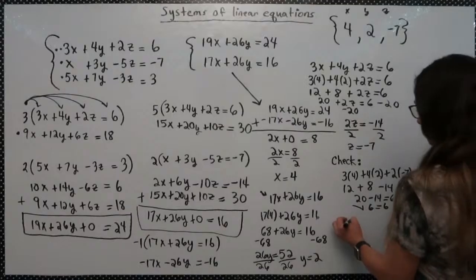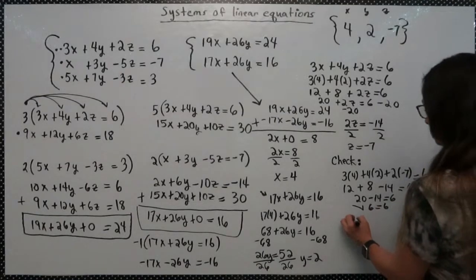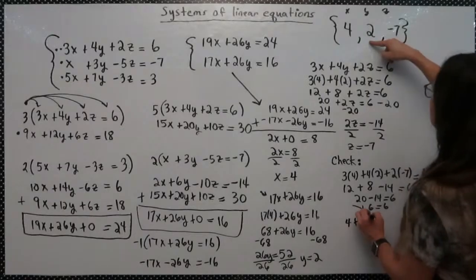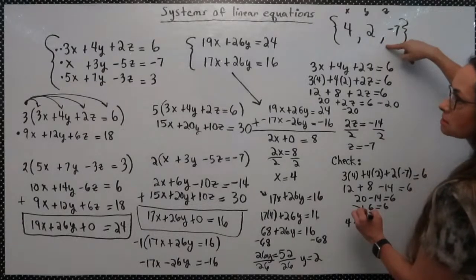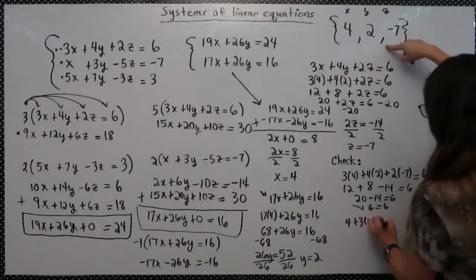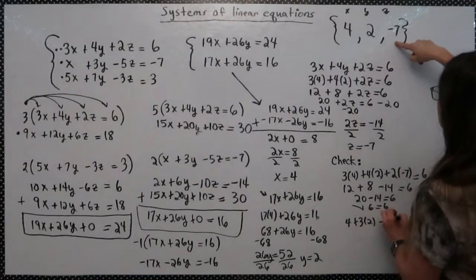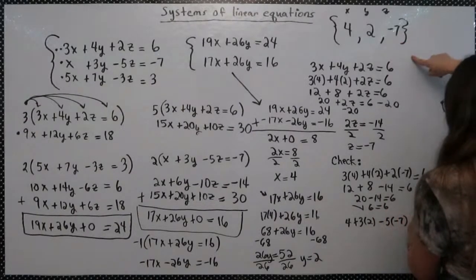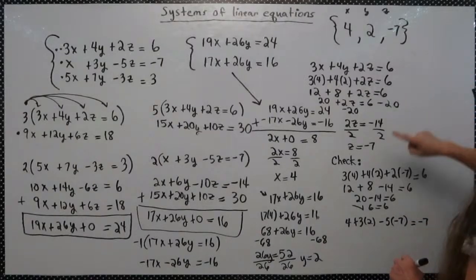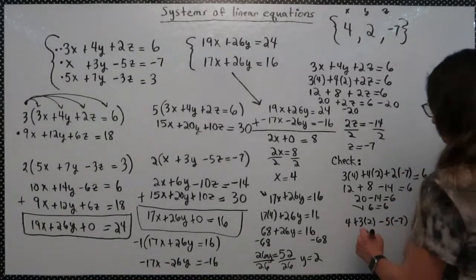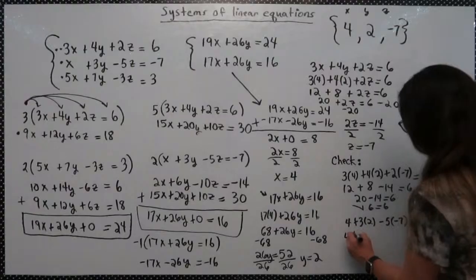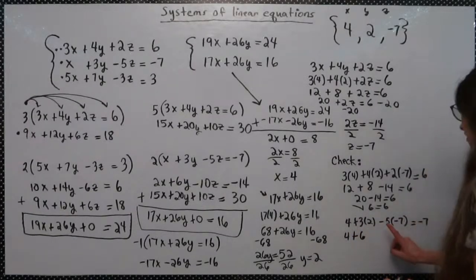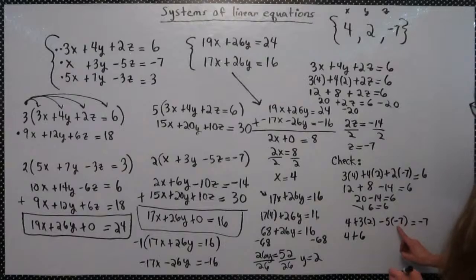Let's take the second one. We've got 4 plus 3 times 2 plus or minus 5 times negative 7, and see if that equals negative 7. Okay, so 3 times 2 is 6. A negative 5 times a negative 7.